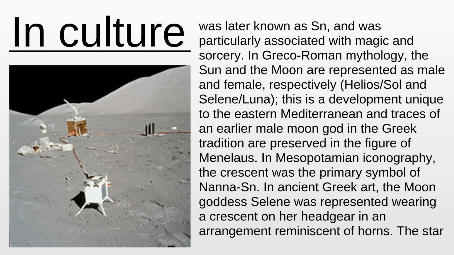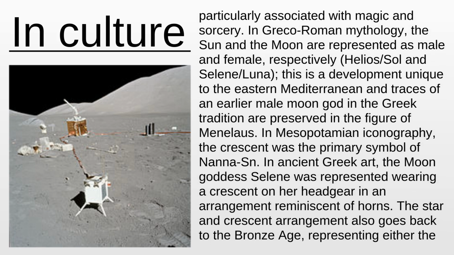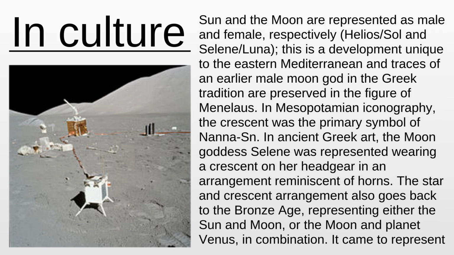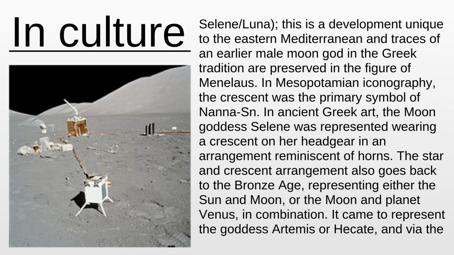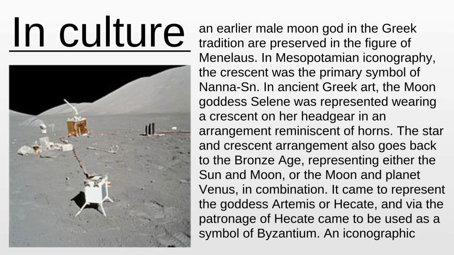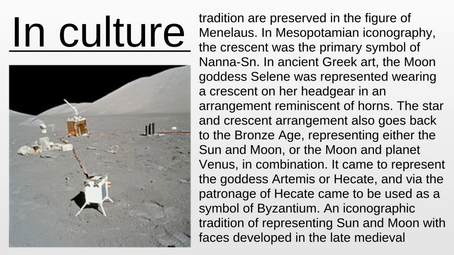In Greco-Roman mythology, the sun and the moon are represented as male and female, respectively, Helios/Sol and Selene/Luna. This is a development unique to the Eastern Mediterranean, and traces of an earlier male moon god in the Greek tradition are preserved in the figure of Menelaus. In Mesopotamian iconography, the crescent was the primary symbol of Nanna-Sin.